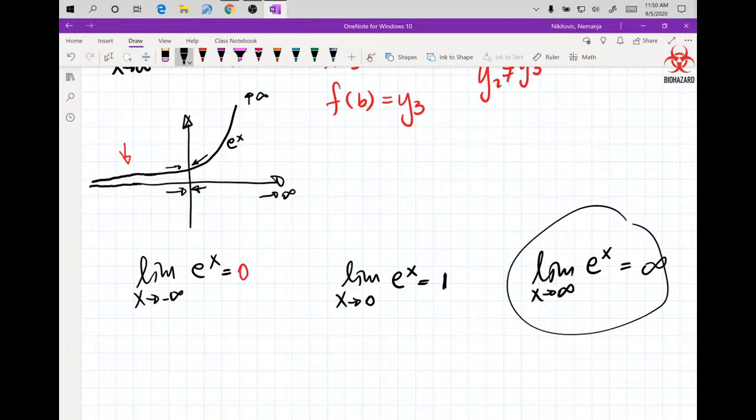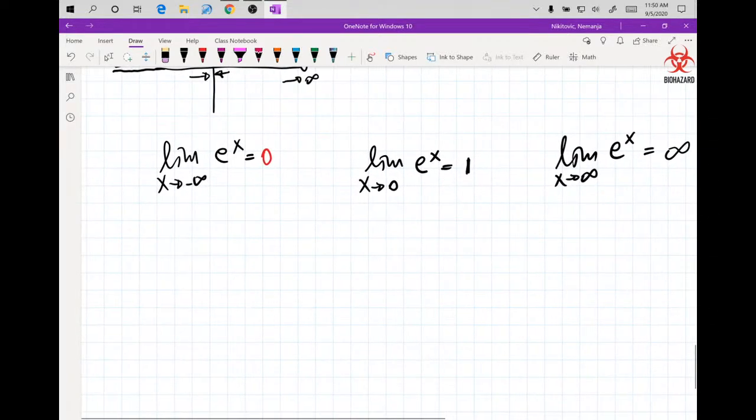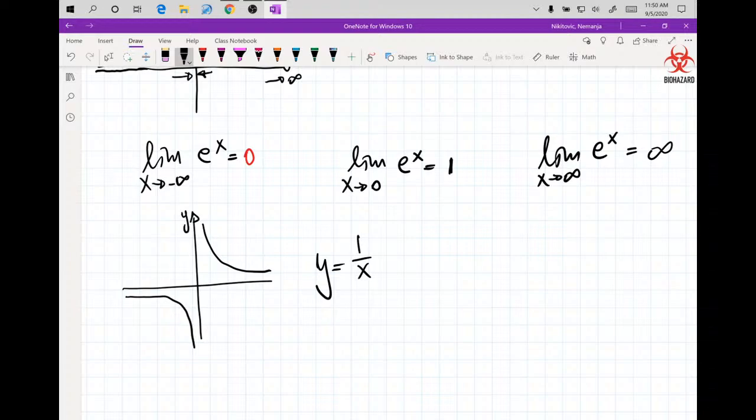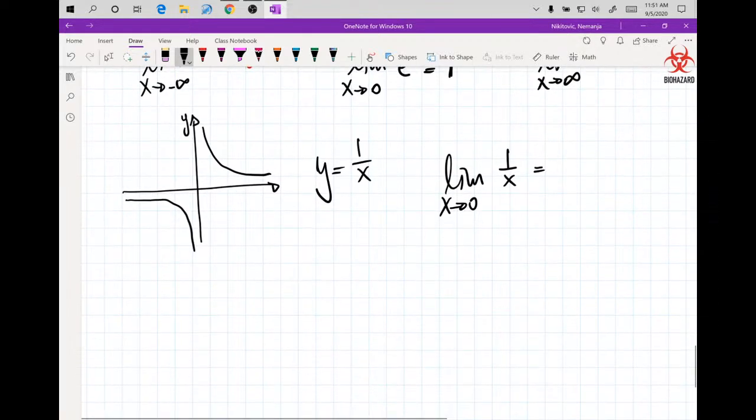Now, these will be covered again twice. We will have infinite limits and limits at infinity, so you don't have to stress. But there is one that you might want to stress about right now, and that's this one, 1 over x. So what is the limit as x approaches 0 for 1 over x?